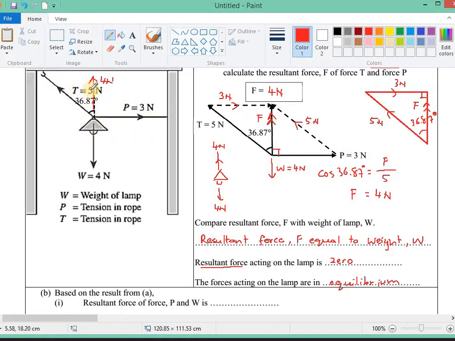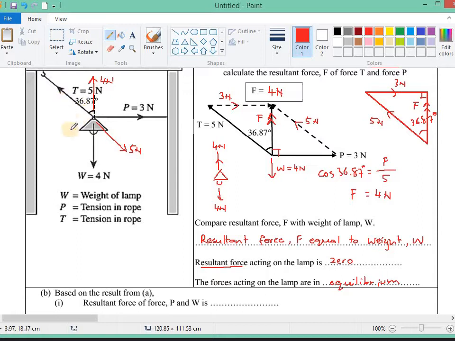So from what we see here, how about the resultant force of P and W? How much do you think is the resultant force of P and W? If we count it, how much do you think you can get? Okay, so P and W combined, the resultant force you will get is 5 Newton. And this 5 Newton is directly opposite this T, this 5 Newton. So they balance off each other. So the forces will be in equilibrium. The resultant force will be 0.